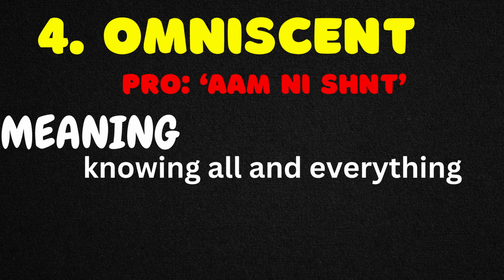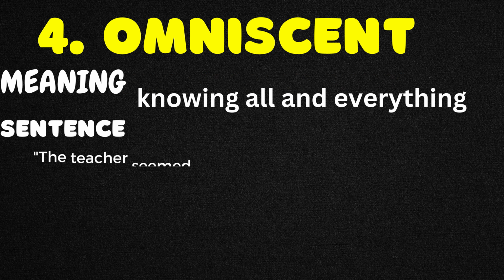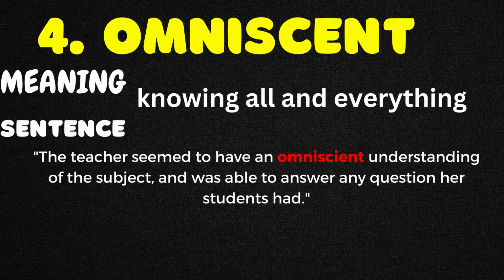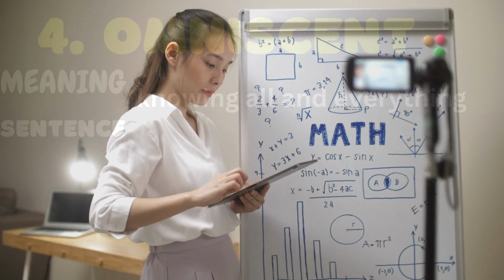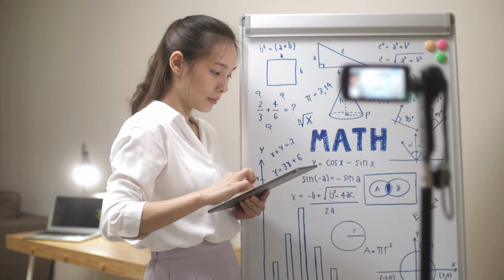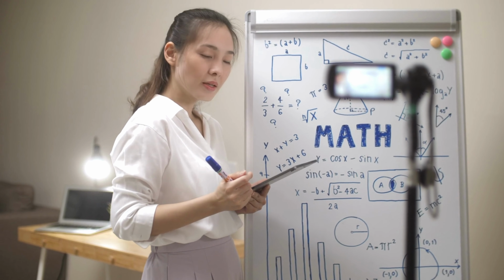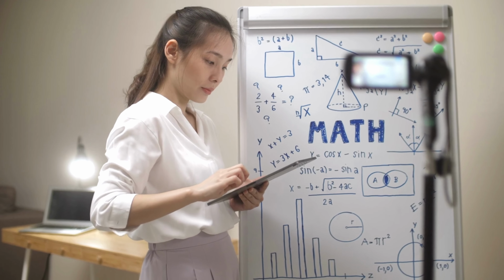Let's now discuss an example of how to use omniscient in context for a better understanding. The teacher seemed to have an omniscient understanding of the subject and was able to answer any question her students had. Here, omniscient is used to describe the teacher's extensive knowledge and expertise in the subject. The statement suggests that the teacher had a very deep and comprehensive knowledge of the subject matter being taught.